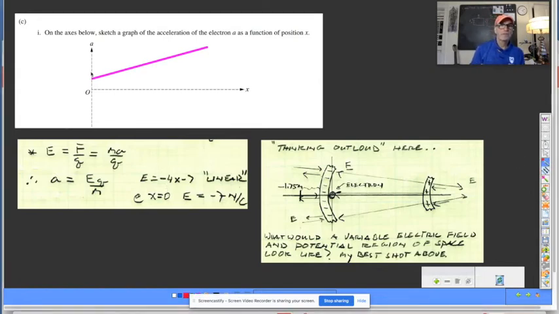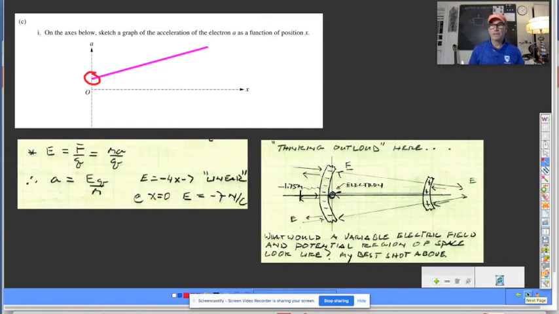Now notice that I started on the a-axis above 0 for the simple reason that at x equals 0, the electric field has a value of -7. So it's going to have an initial acceleration directed to the right.